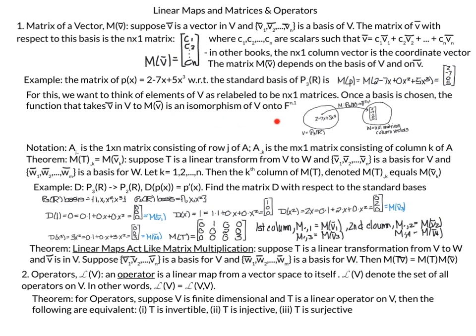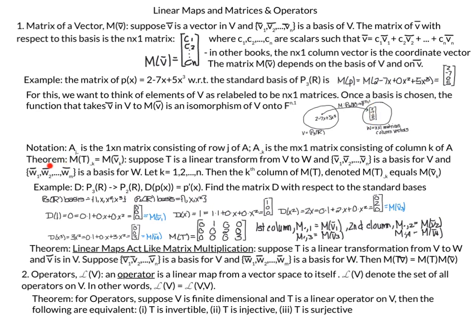I also have this comment and picture that comes from our last video, that this M is actually a function, in this example, from the polynomial space into the column vector space. So from P3 of R to R4, or you could say F4.